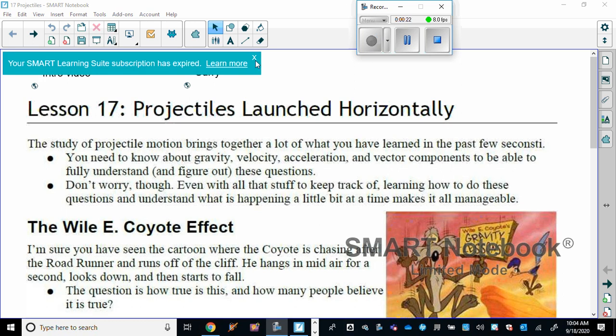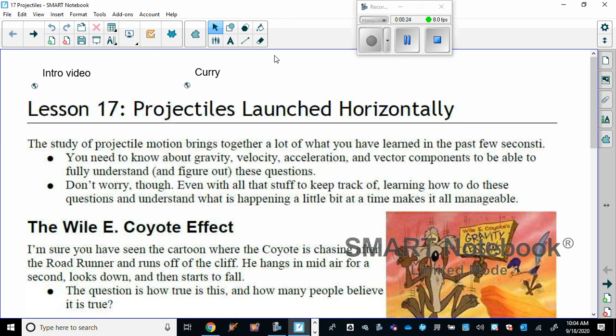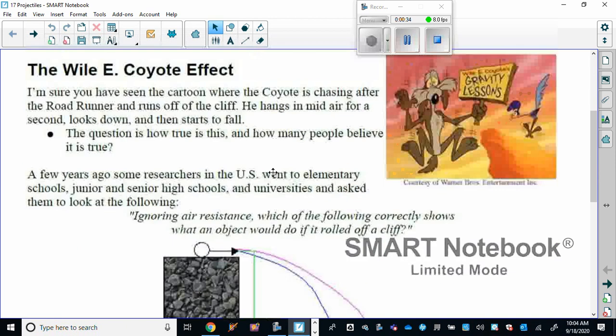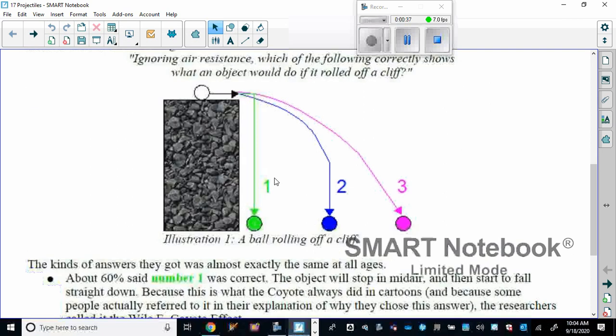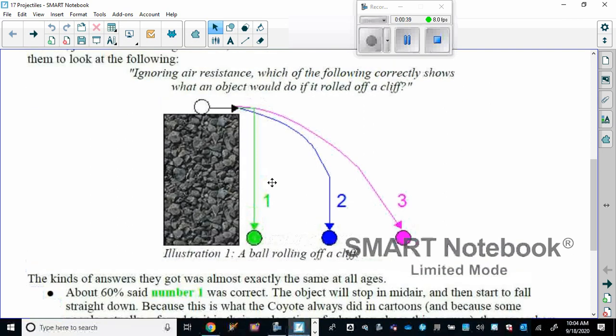When you throw something horizontally, it now has a horizontal component as well as a vertical component. Then we're going to do projectiles that you launch at an angle, and that's when everything comes into play. So you can read over these notes here, but let's turn our attention to this diagram.